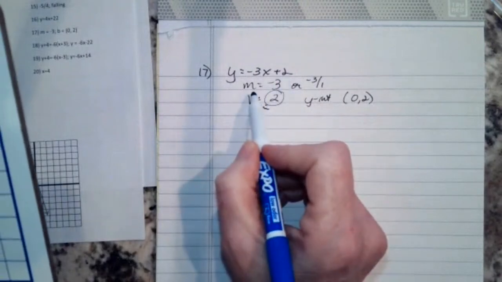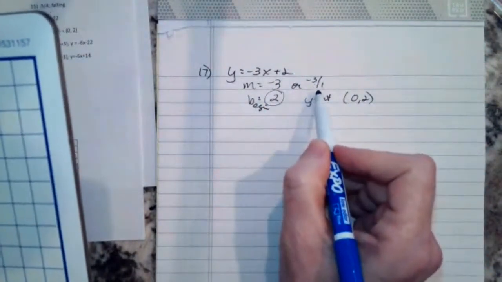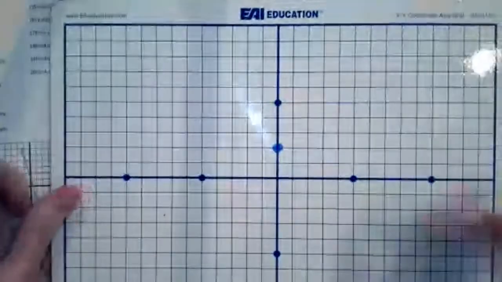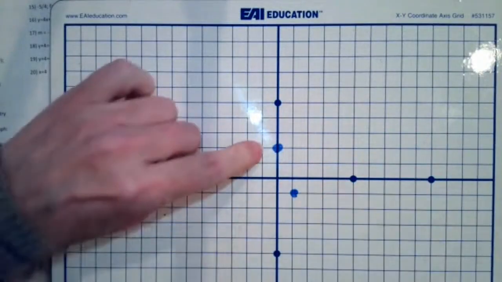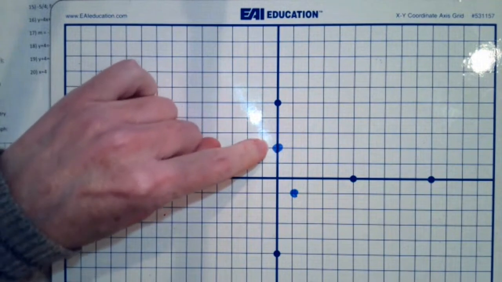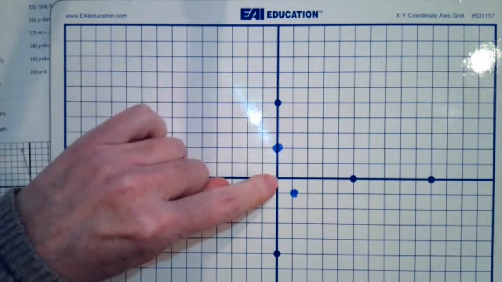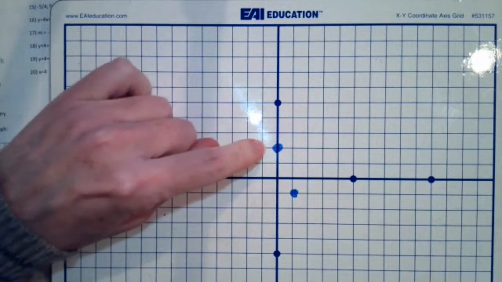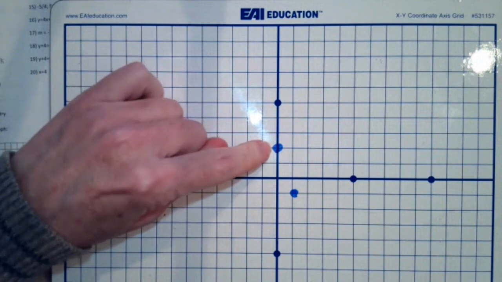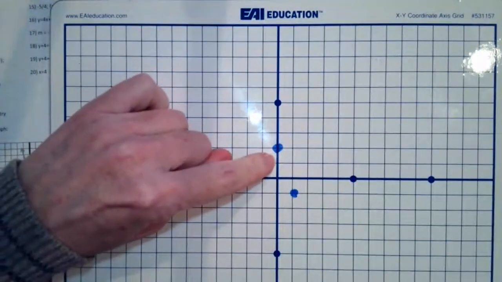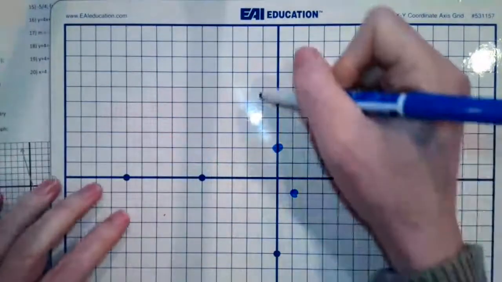And then I'm going to move. That's what the M stands for. Rise over run, down 3 and over 1. So from here, go down 3 and over 1. You're always going from the beginning point, from the y-intercept. You don't go to the origin for that. When you're graphing a line, you start at the B, at the y-intercept, and then you move from there. Down 1, 2, 3, and over 1.